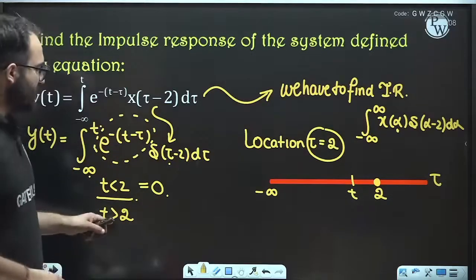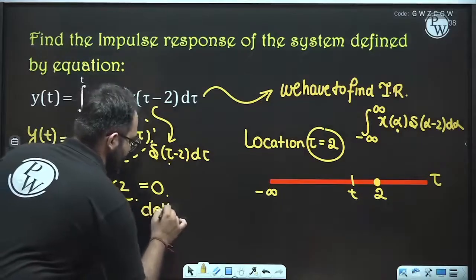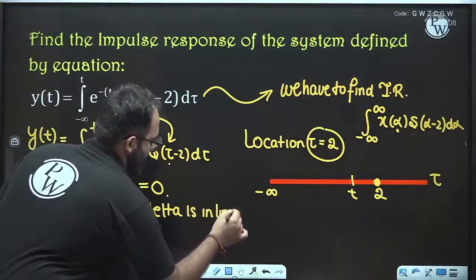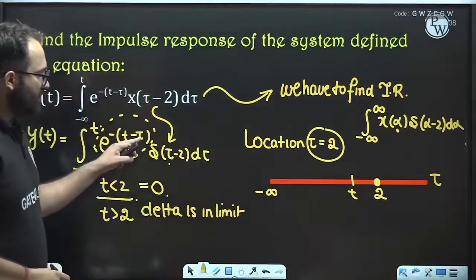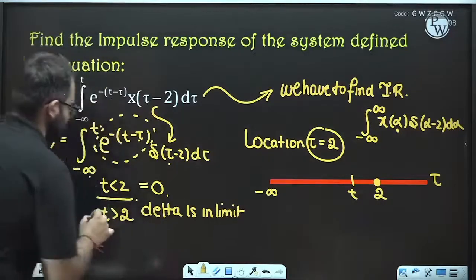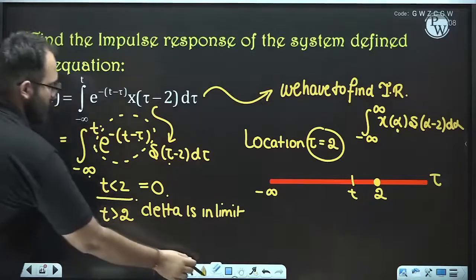So for t greater than 2, delta is in the integration limit, and we simply put tau equal to 2 in this expression. So the impulse response will be equal to this.